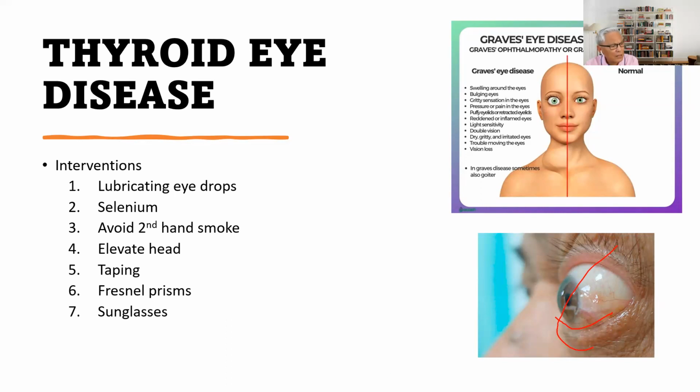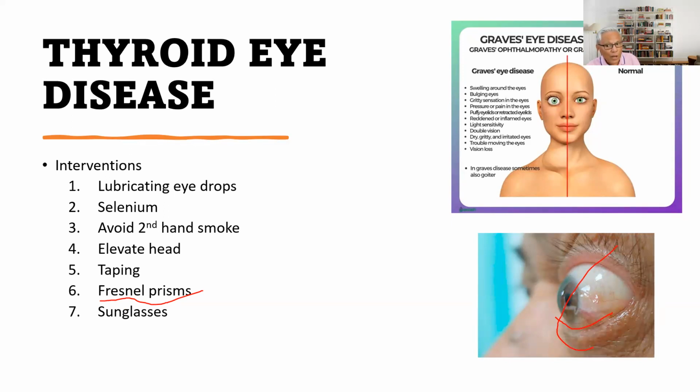And there's a device called Fresnel prisms. This is a film, a plastic film that sticks to the front of the eyeglasses. And these are helpful for people who develop diplopia or double vision as a result of thyroid eye disease.